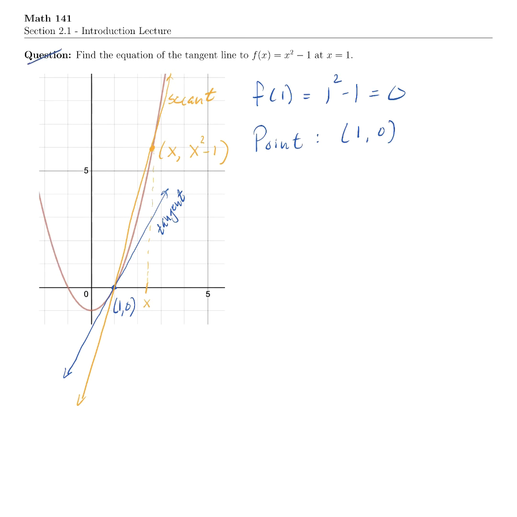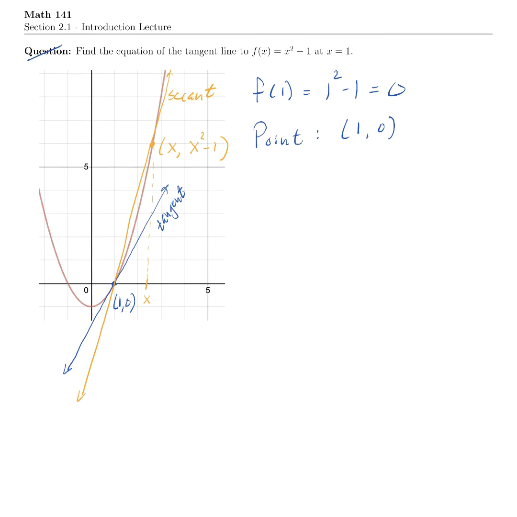Okay, so I started the drawing already. First I said, okay, well, I got to find a point on that tangent line, and the point's going to occur when x is equal to 1. So I evaluated f at 1, got an output of 0, and that point on the tangent line is the point graphed at 1, 0. From there, I sketched in the tangent line in blue. That's what we're trying to find the equation of.